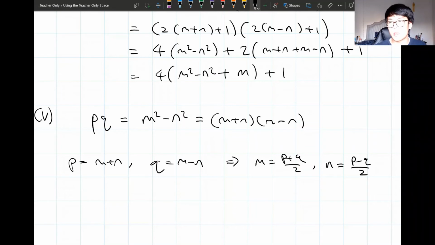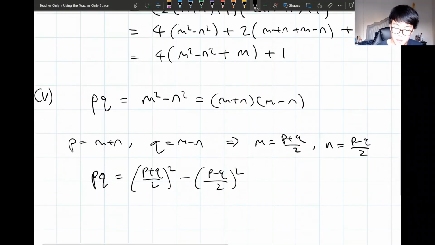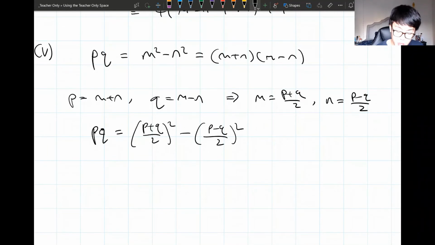Now bear in mind that both p and q are prime numbers, and the reason that this doesn't include the number 2 is that all prime numbers apart from 2 are odd. So if you add two odd numbers, you get an even number, and so (p plus q) over 2 and (p minus q) over 2 are in fact integers. One way to express pq is therefore ((p plus q) over 2) squared minus ((p minus q) over 2) squared. That's one way. The next way is to split pq as pq times 1.